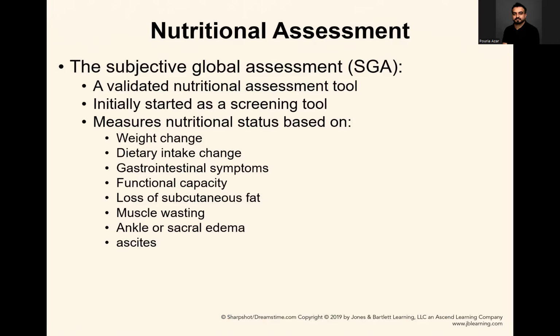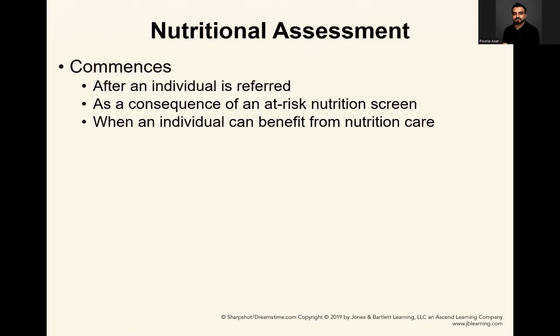That's called ascites, and it occurs due to liver failure, mostly. Liver failure can cause ascites, which is an accumulation of fluid in the center of the body.